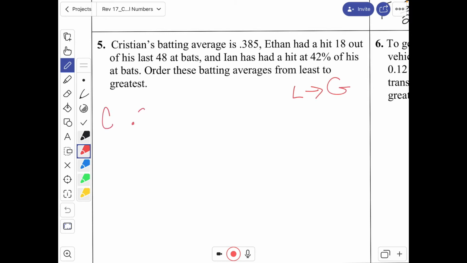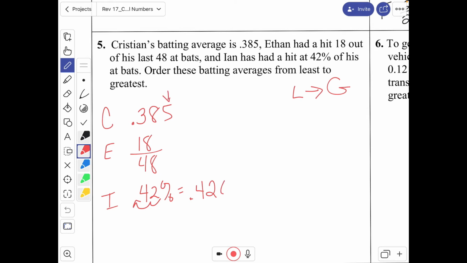So Christian had 0.385. Ethan had 18 out of 48. And Ian had 42%. Let's change all of those to decimals so that we can see which one is the least or the smallest. I'm going to start with Ian because 42% would make, just move the decimal over, 0.42. And since this one has 3 digits, I'm going to give him one more 0.